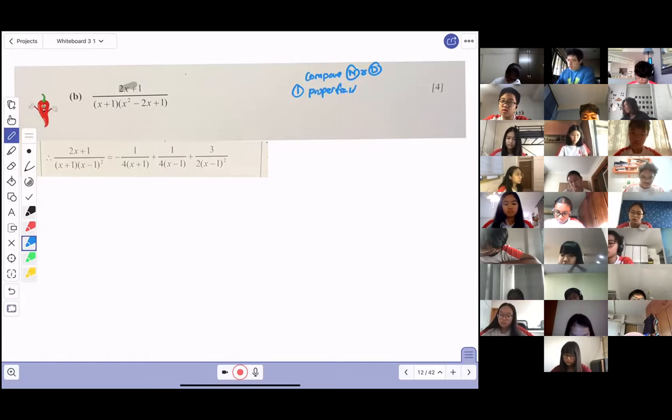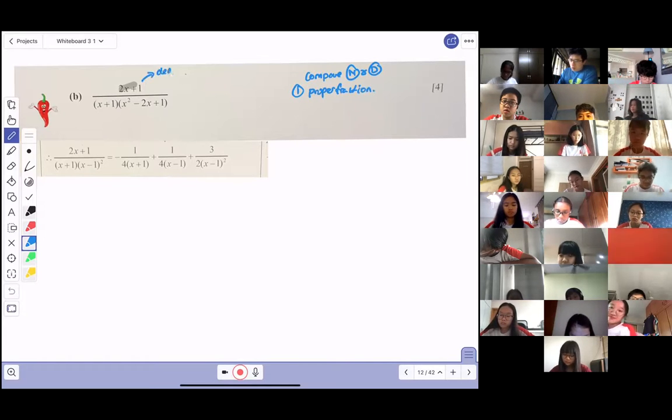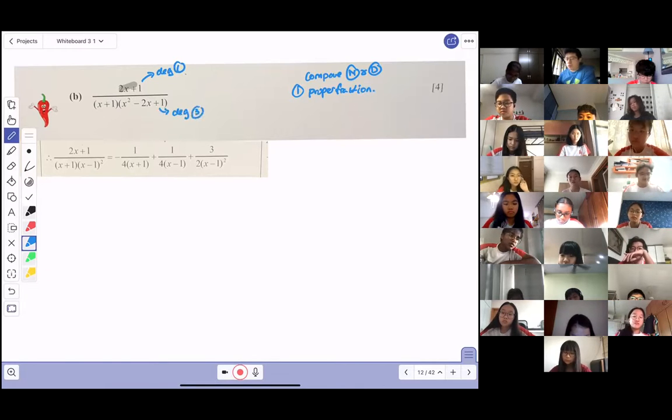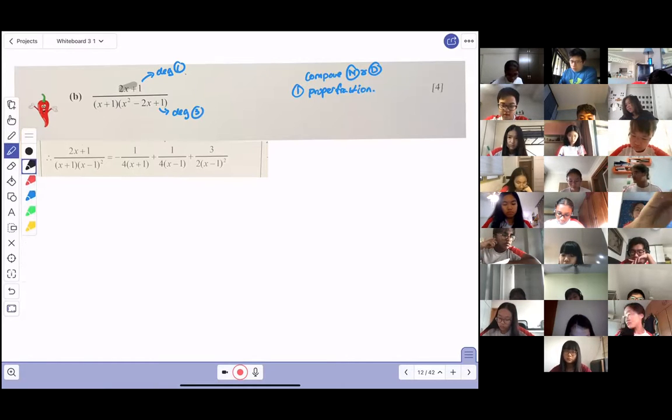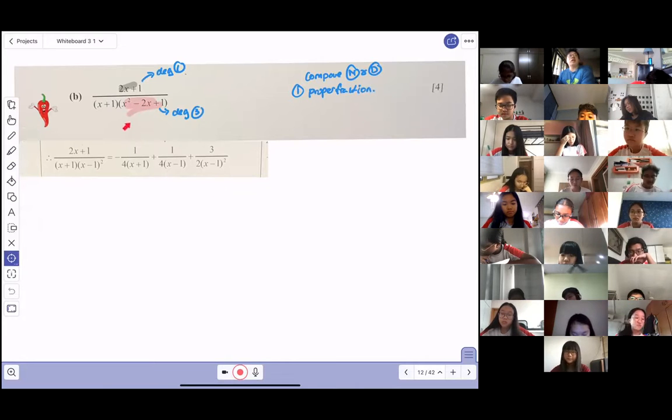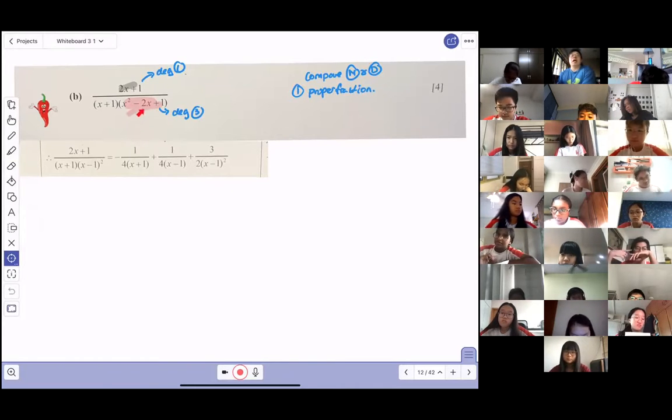Okay, it's a proper fraction. So if it's a proper fraction, I can see that on top is degree 1, below is degree 3. So yes, considered proper. The top is less than the bottom. So from there, when I look at my denominator, remember that there are 3 types. First of all, distinct linear, second, repeated linear, as well as non-factorizable quadratic.